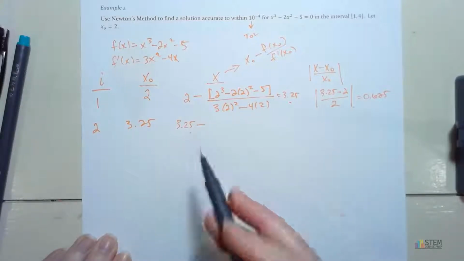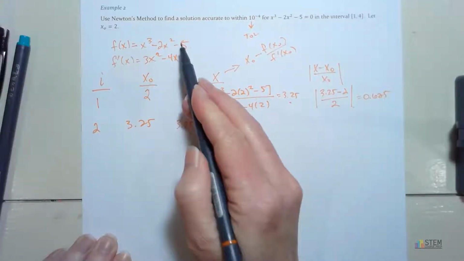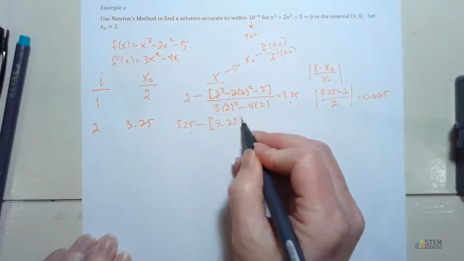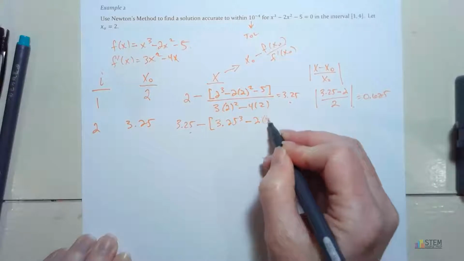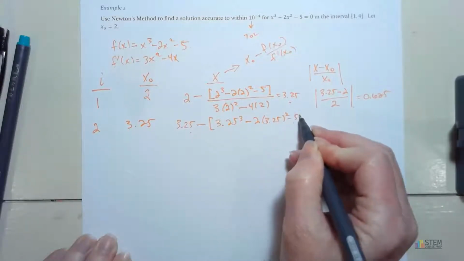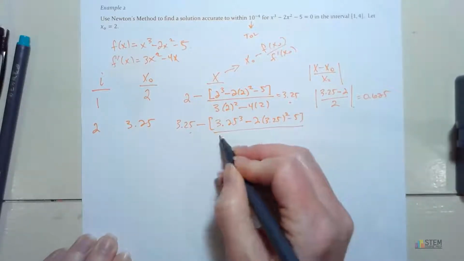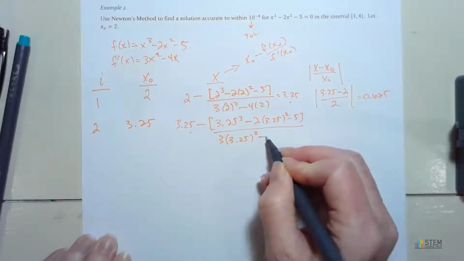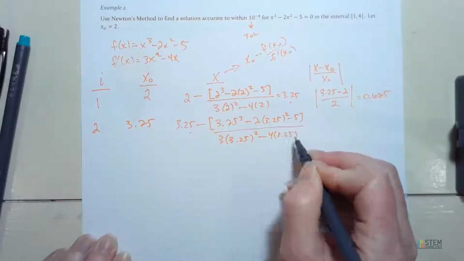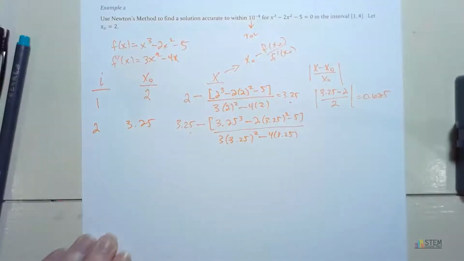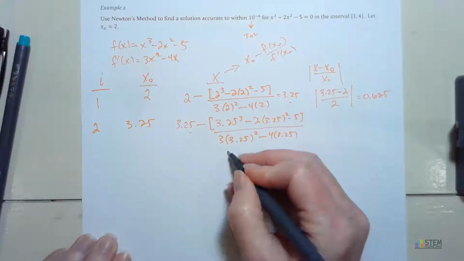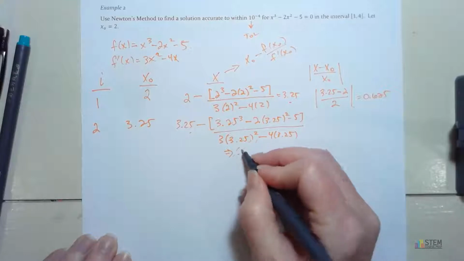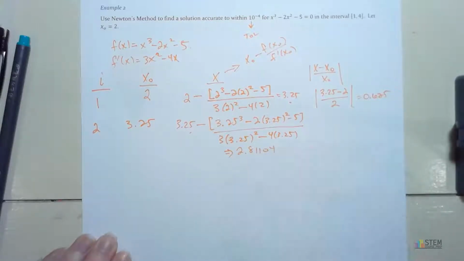So it's 3.25, and then we'll just plug that into our 2 functions here. Let's cube it, and then minus 2 times 3.25 squared minus 5. Put that over 3 times 3.25 squared minus 4 times 3.25. And now what we get for this whole thing is 2.81104.